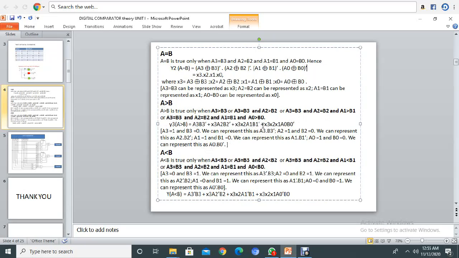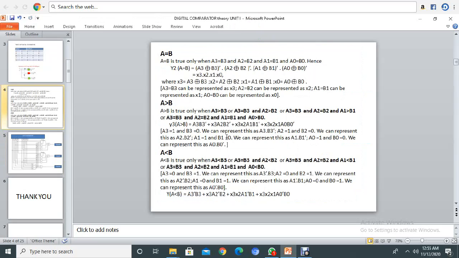So plus. Next A3 is equal to B3. So X3. A2 is equal to B2. So X2. Next A1 is equal to B1. So X1. Next A0 is greater than B0. That means A0 is 1, B0 is 0. So A0 B0 bar. Okay.